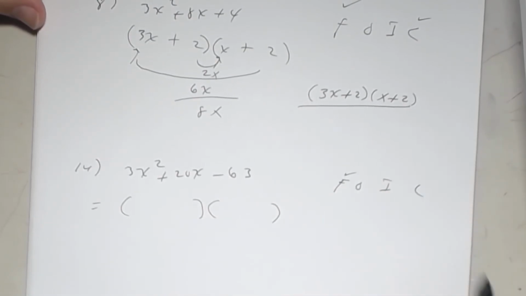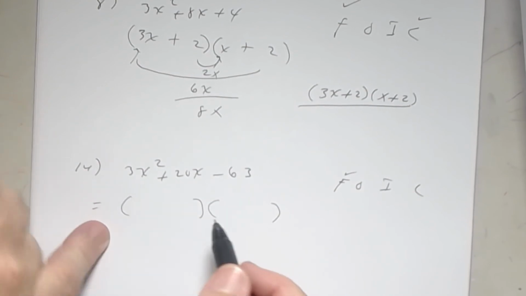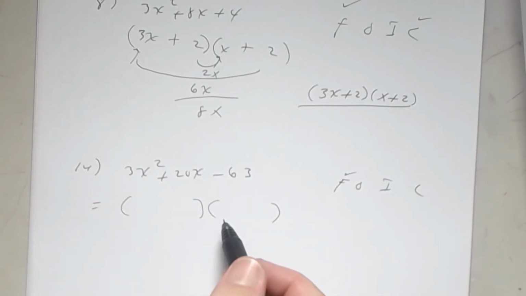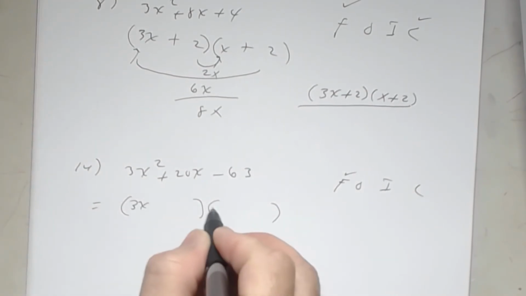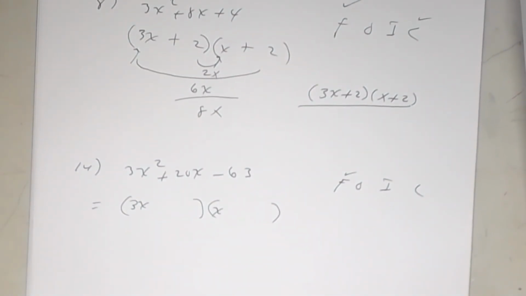FOIL. Let's do the F first. What times what is 3x squared? There's only one possibility: 3x times x. Okay? All right, now let's do the last.